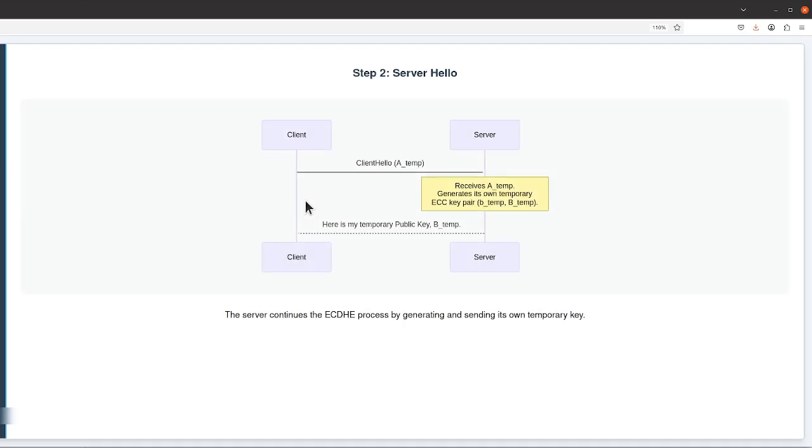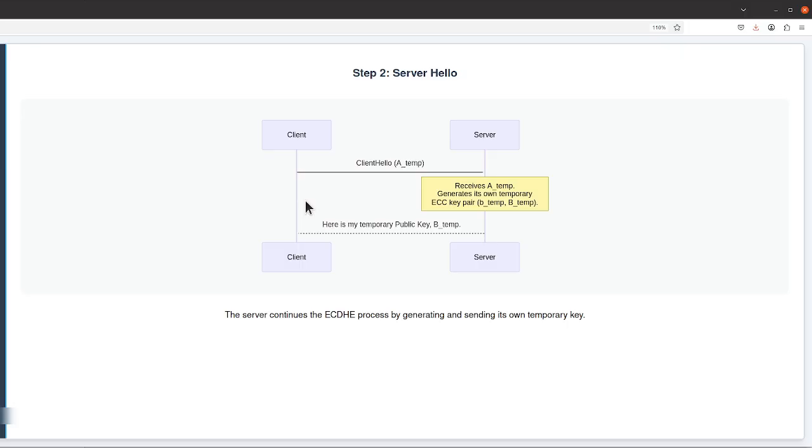Server hello. The server receives the client's hello message and its ephemeral public key. Now it's the server's turn to prepare for the ECDHE key exchange. The server generates its own brand new, temporary ECC key pair just for this one session. At this point, the client and server have exchanged the public components needed to perform a Diffie-Hellman key exchange. But there's a problem. The client has no idea if the ephemeral key it just received is from the real server.